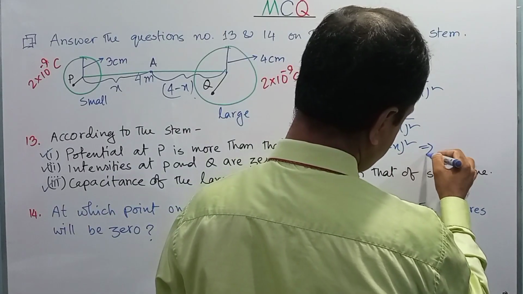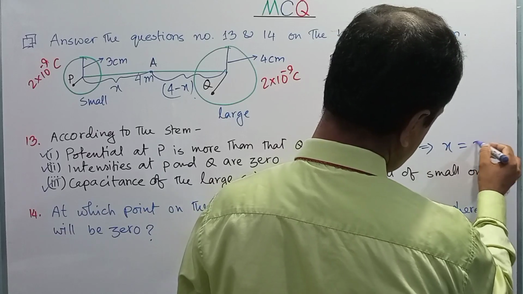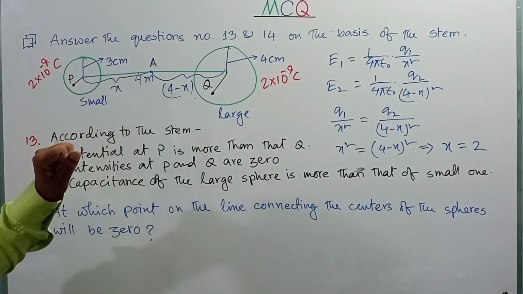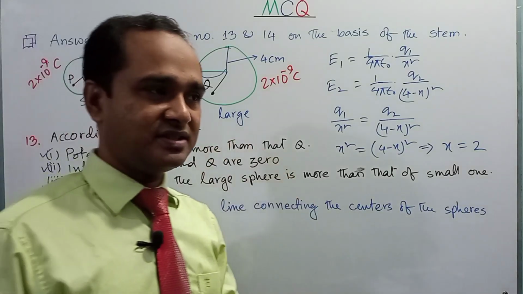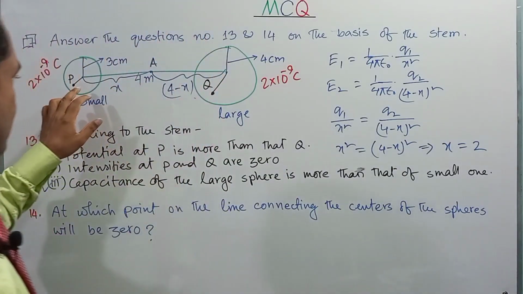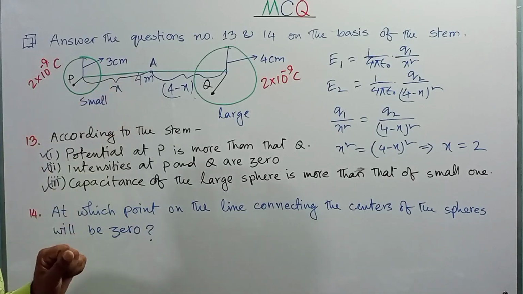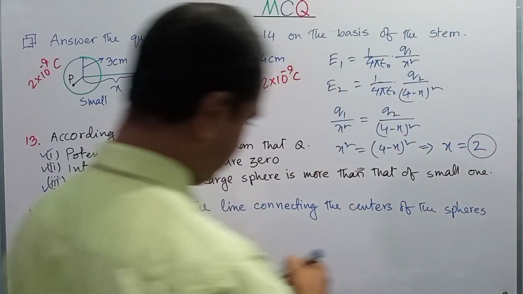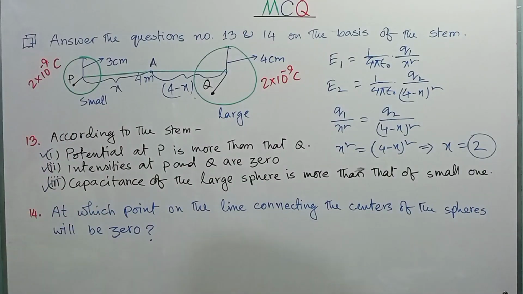After solving this equation you will get x equal to 2. That is the distance of the neutral point, the point at which the intensity will be 0, will be 2 meters from the first charge, right? So this is the required answer for question number 14.